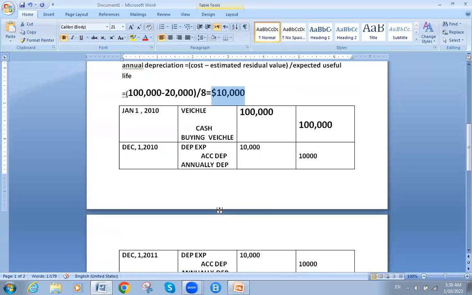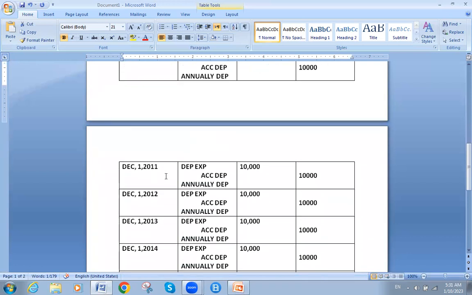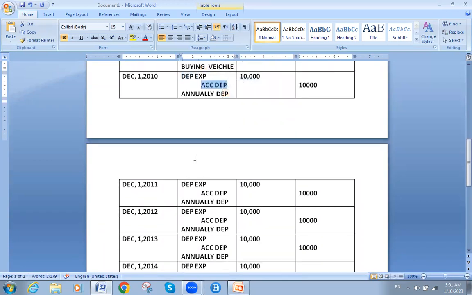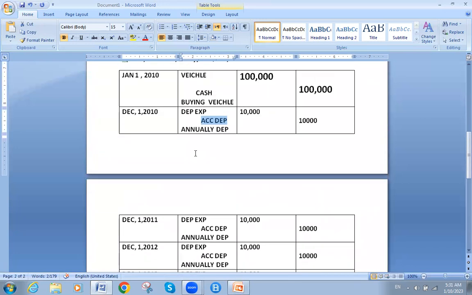And then we do the accounting for the depreciation. We say from depreciation expenses into accumulated depreciation for every year of those 10 years.